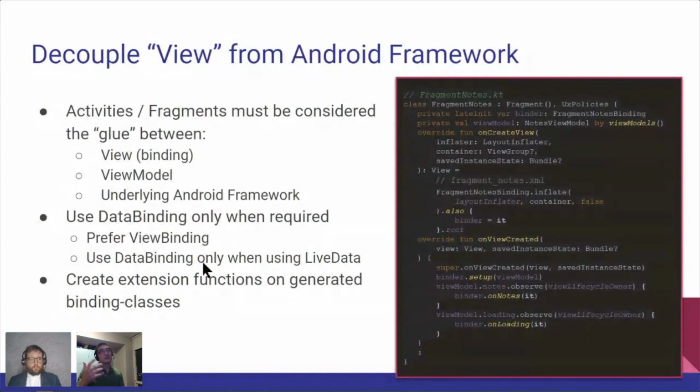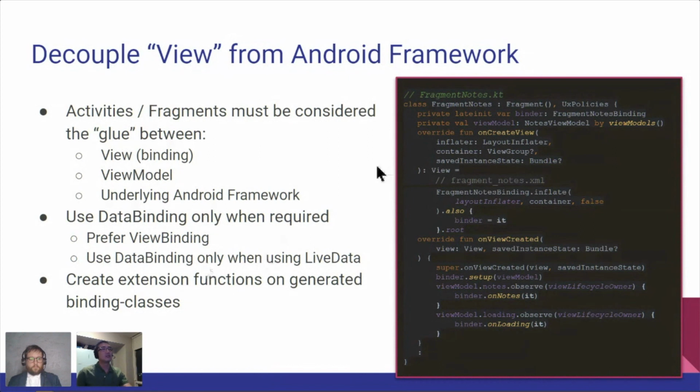The other suggestion, another principle or pattern, is to decouple the view from the Android framework. Most people think about the fragment or activity as a view, but no, the fragment or activity are actually the glue only between the view, the actual view, and the Android framework. Your view should be the binding, the XML that you define. So how can we decouple that?